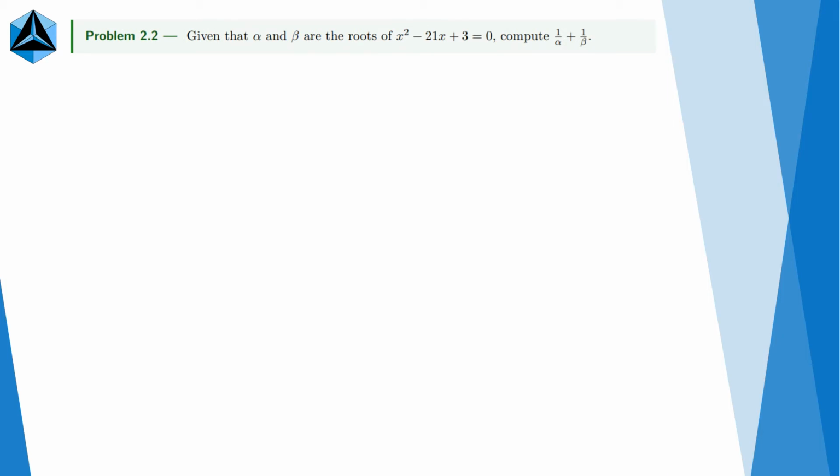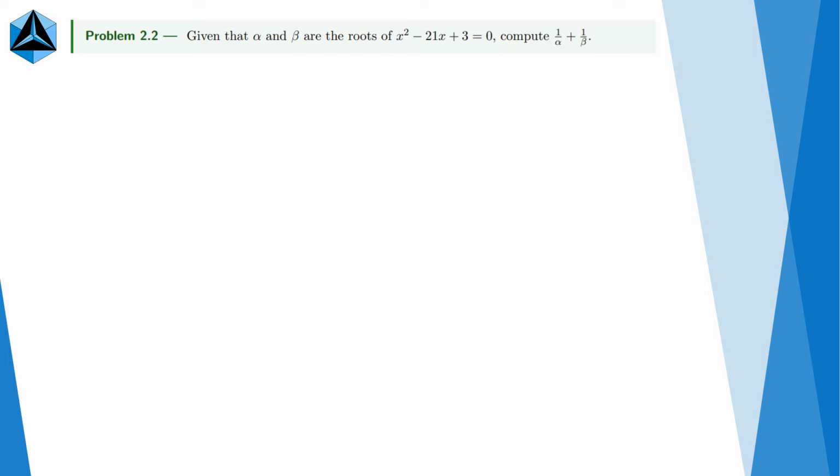Here's the second example. Given that alpha and beta are the roots of x squared minus 21x plus 3 is equal to 0, compute 1 over alpha plus 1 over beta. So again, if you watched the Vieta's formula lecture, you might be tempted to just use Vieta's formulas, which you absolutely can. However, we're going to use polynomial transformations.